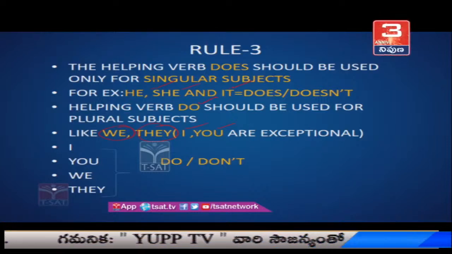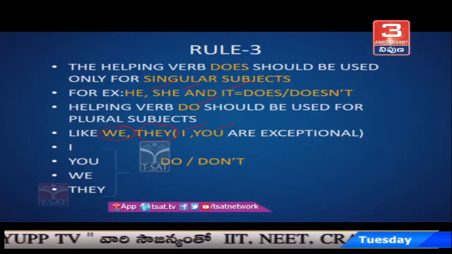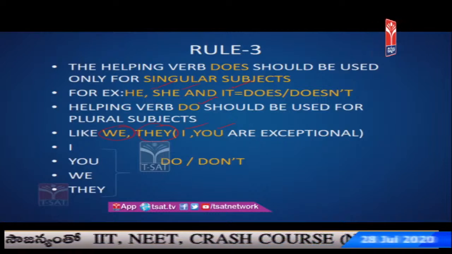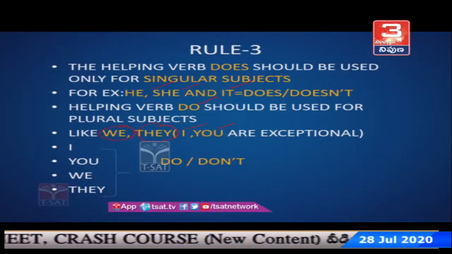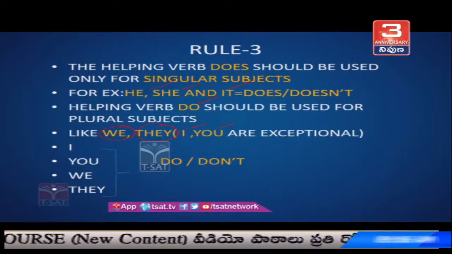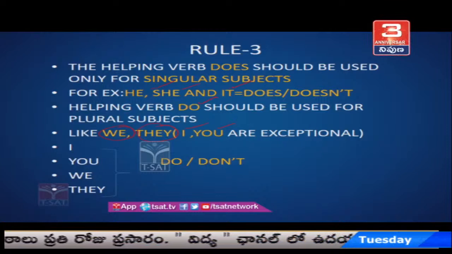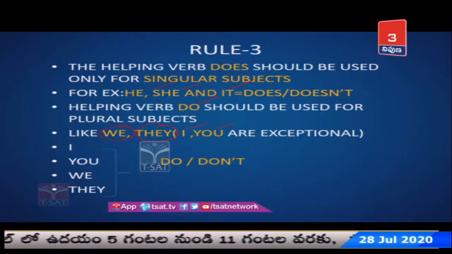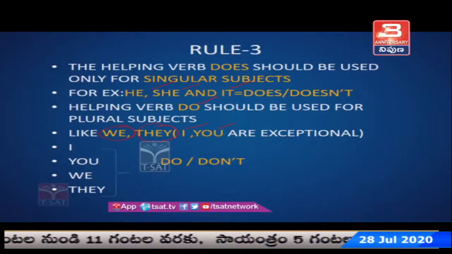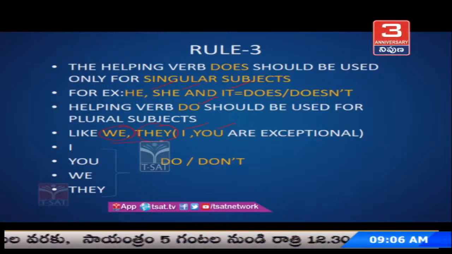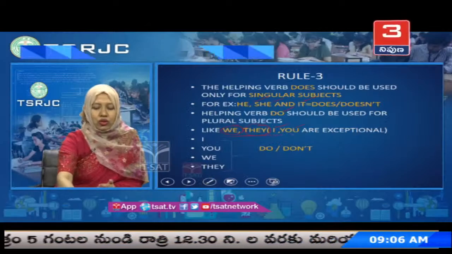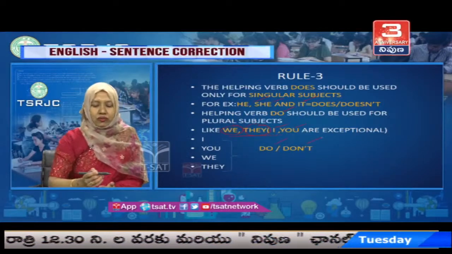Now, take the example of I and you as subjects. I is singular, you also is singular, but the helping verb we are using is "do". We do, they do, I do, you do. So, always remember, along with we, they, I and you, you should use "do" or "don't".